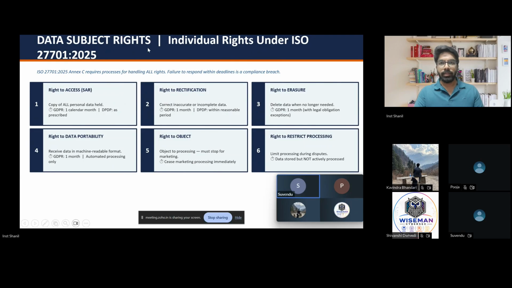Data subject rights, individual rights under ISO 27701. Right to access. So at all times, you should be able to access your data, right? No single company can deny you the access to your data.